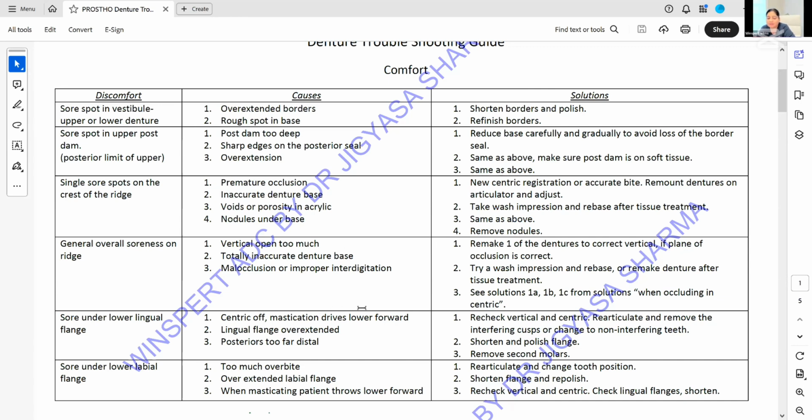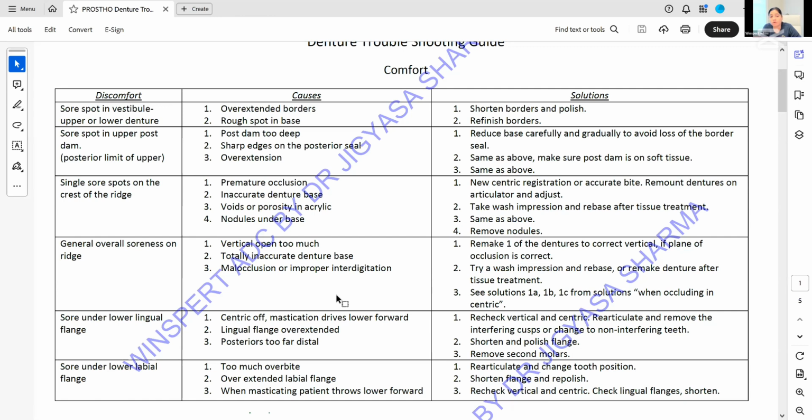Right? So again, the management of this is either you correct it in your teeth setting stage. If not, then you will have to check it on the articulator. Sometimes if it's a few teeth, selective grinding may help. But if it's not, you may have to change the teeth setting again.